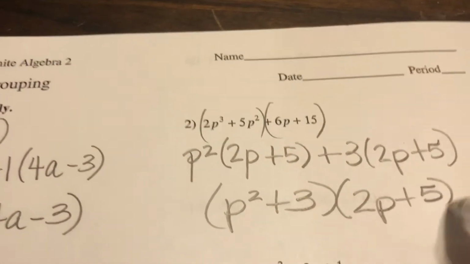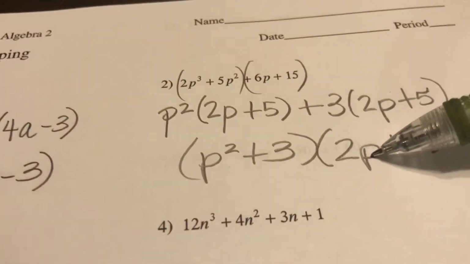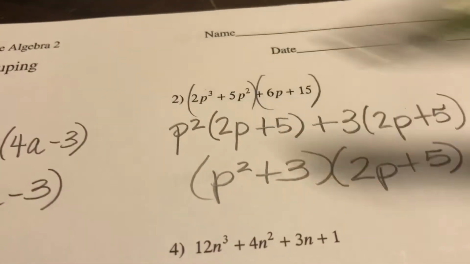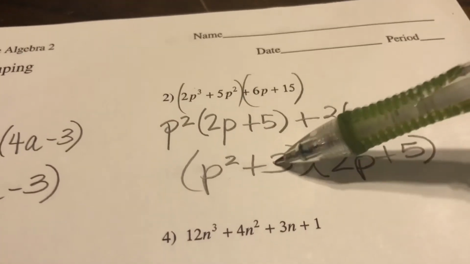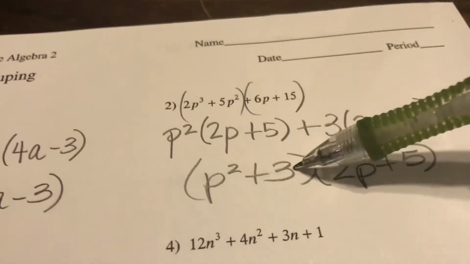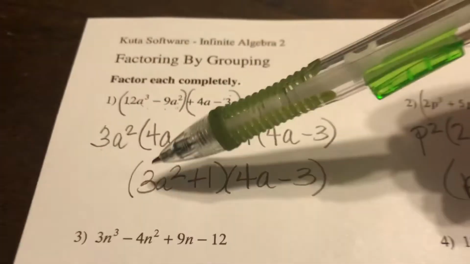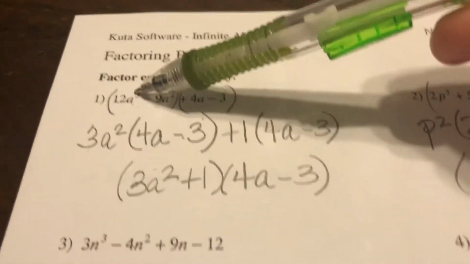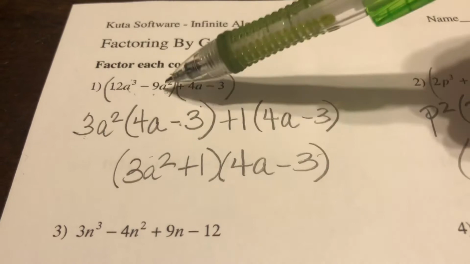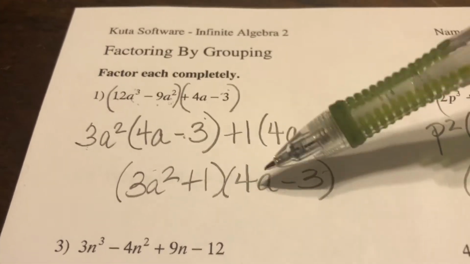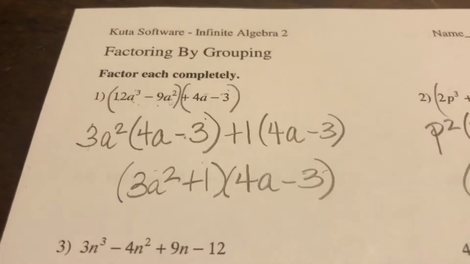And I didn't check the other one, so I'm going to go back and do that one in a second. P squared times 2p is 2p cubed. P squared times 5 is 5p squared. 3 times 2p is 6p. 3 times 5 is 15. Let me go back over here and do this one. 3a squared times 4a is 12a cubed. 3a squared times negative 3 is negative 9a squared. 1 times 4a is 4a. And 1 times negative 3 is negative 3.